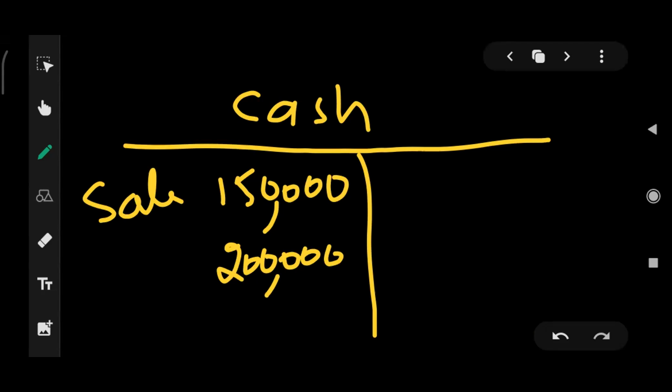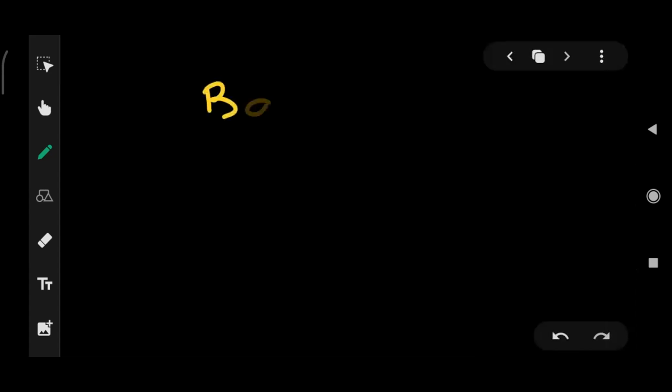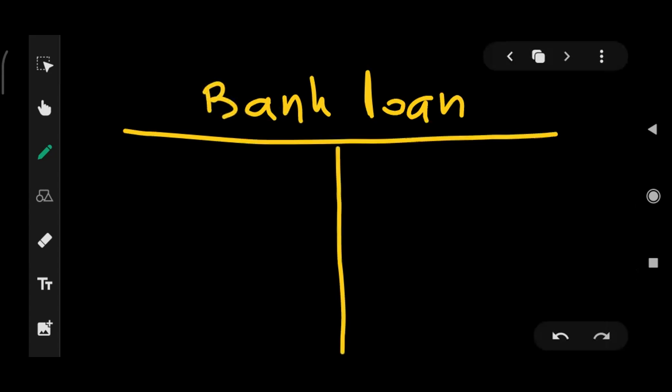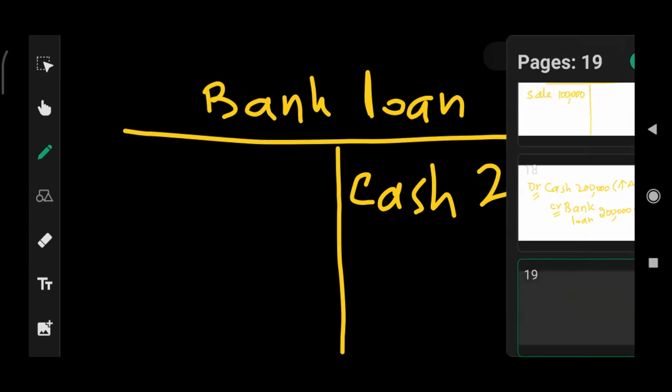I will open the account of cash and it's already open. I don't need to open it again. It's a debit 200,000 and the corresponding credit is bank loan. So I will write bank loan with it. And then the next credit entry is credit bank loan 200,000. I will open an account of bank loan and I will write 200,000 on the credit side because it's credit bank loan 200,000 and the corresponding debit entry is cash. So this transaction is also posted.